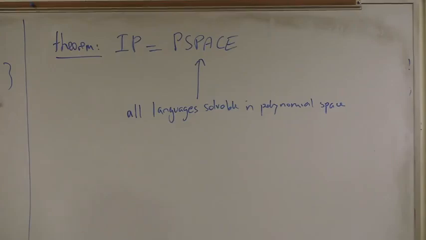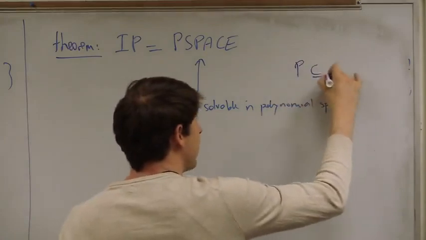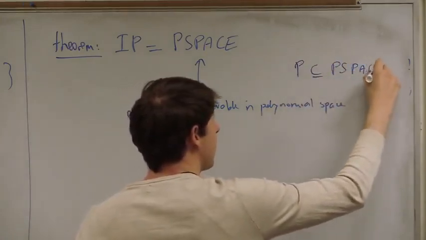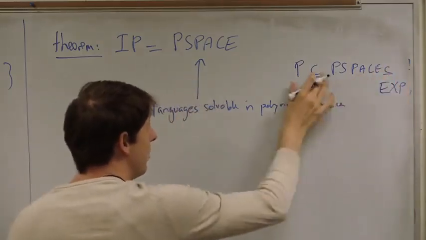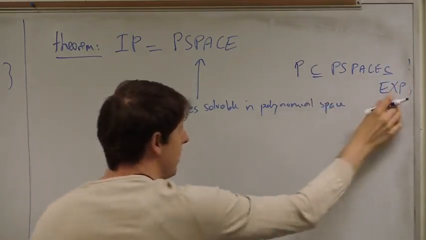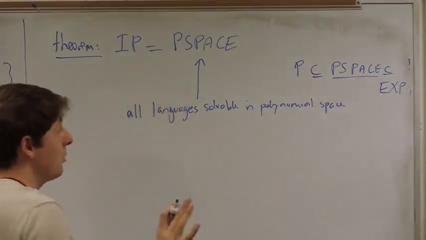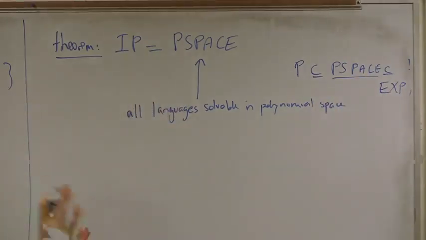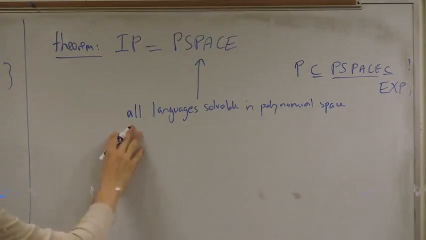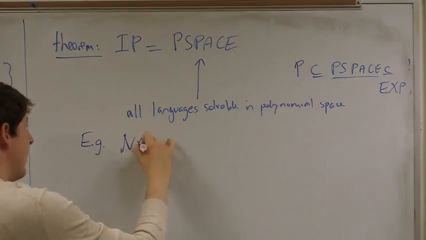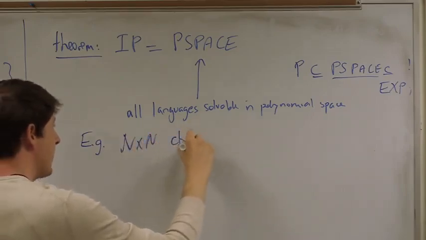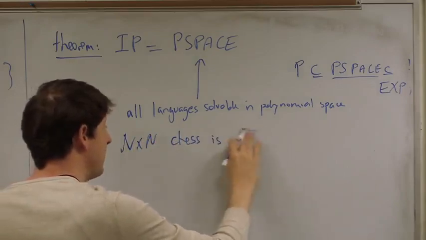So P space is this kind of middle class between P and exp, where exponential time says you are allowed to use exponential time, but please don't use more than polynomial space. Okay? And there are many natural, very difficult problems that are complete for this class. I'll give you one, n by n chess. It is P space complete.